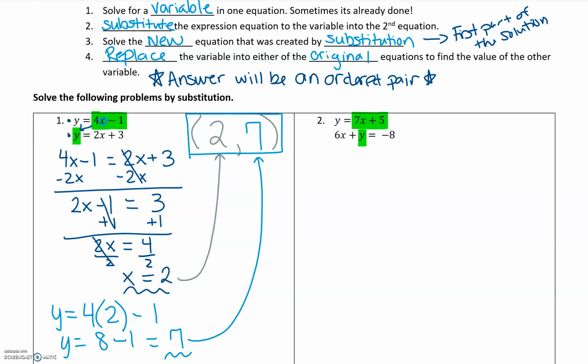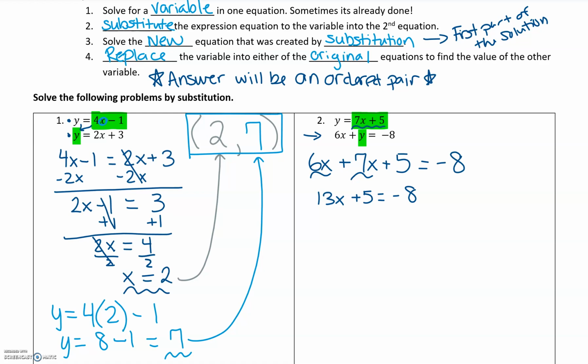Okay? So my new equation is going to come from this bottom one, and except for y, we're going to put 7x plus 5. So we've got 6x plus, remember instead of y, we're going to put 7x plus 5 equals -8. Okay? Now we want to solve this for our first variable, which is x. So combine our like terms. This is 13x plus 5 equals -8.